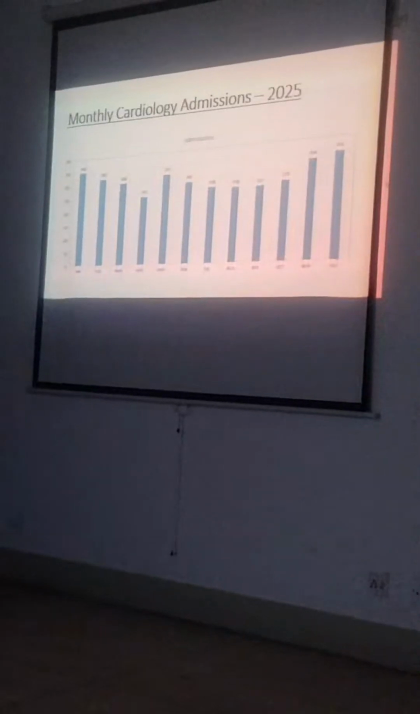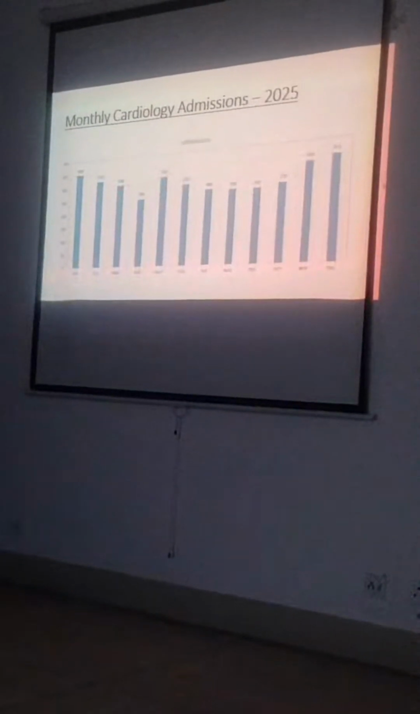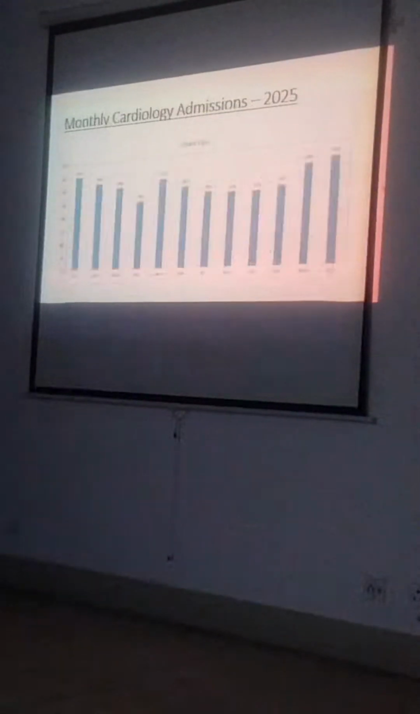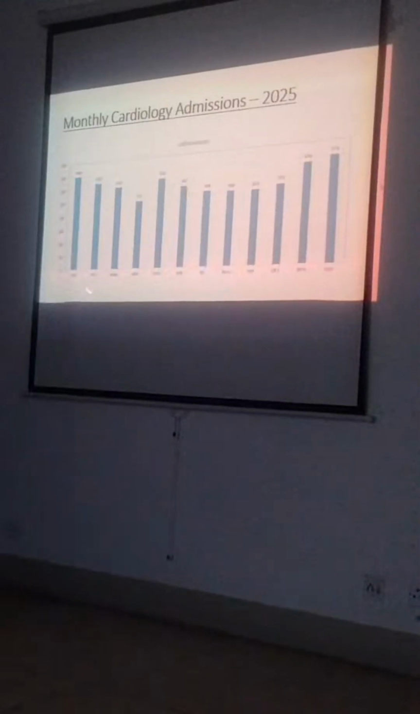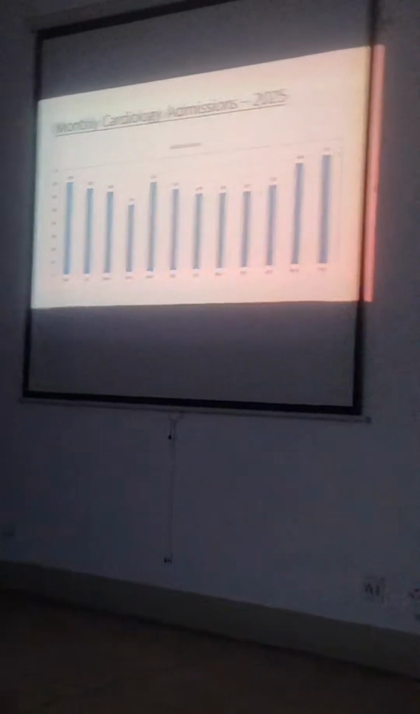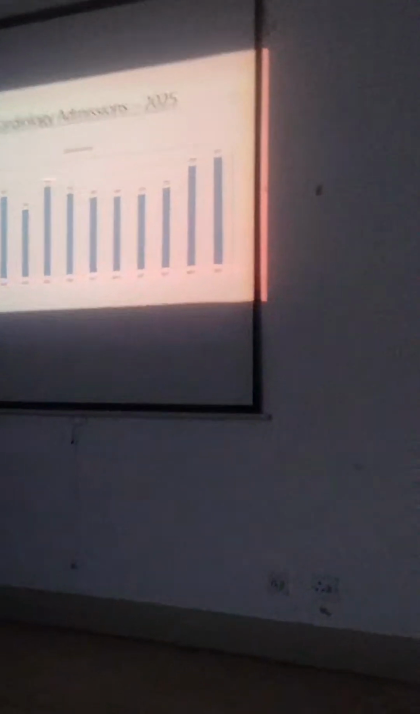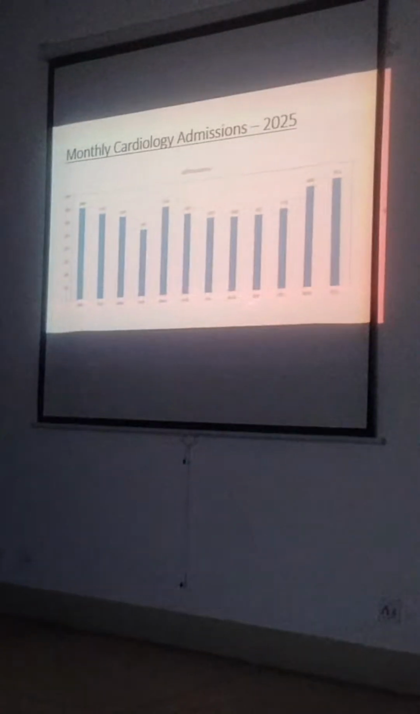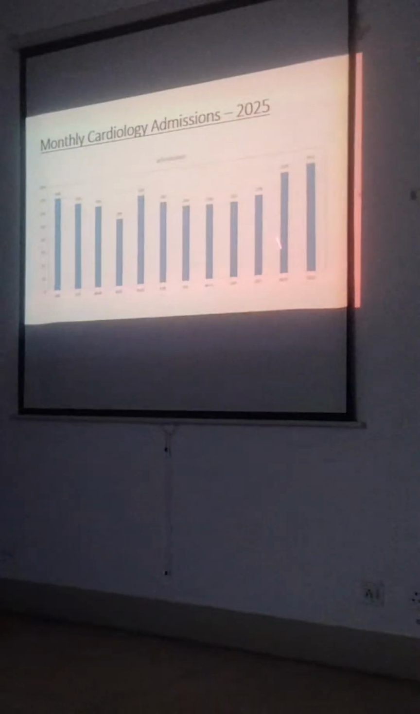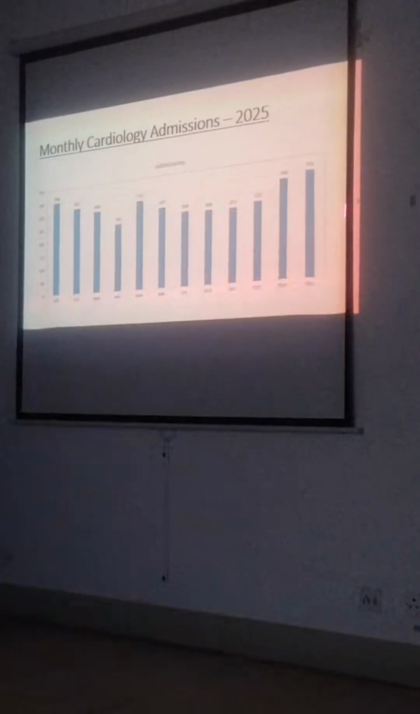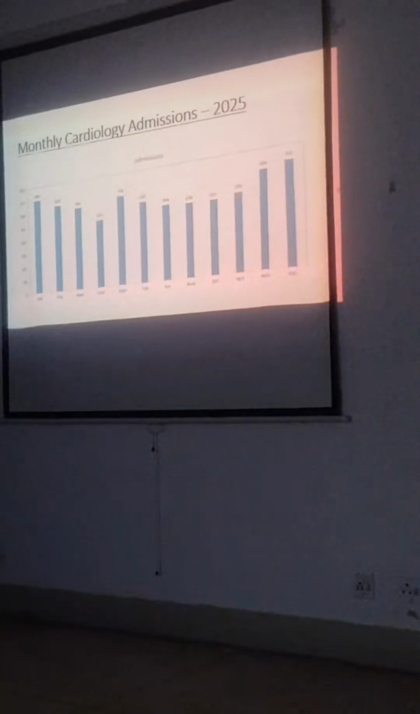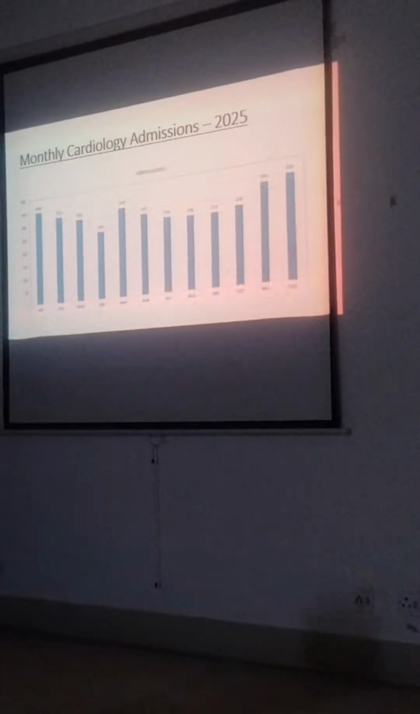This is the yearly data for 2025, showing admissions per month in the cardiology unit. If you can see the graph, in January we have 349 patients, in February 320, in March 300, April 225, May 320, June 287, July 264, August 258, September 257, October 270, November 334, and December 358. Of them, about 300 patients are admitted in the cardiology unit per month in the year 2025.